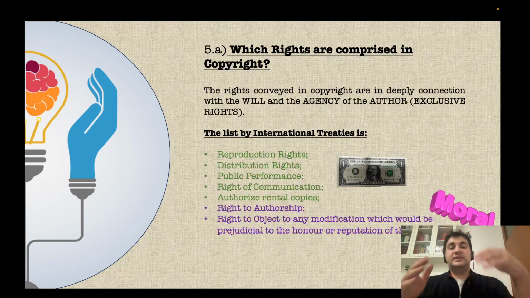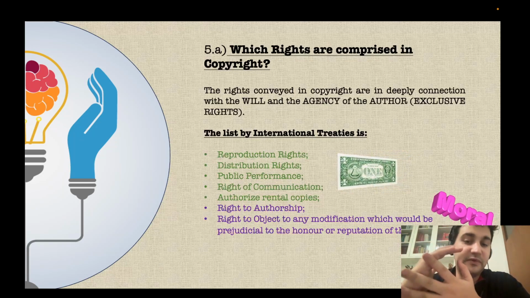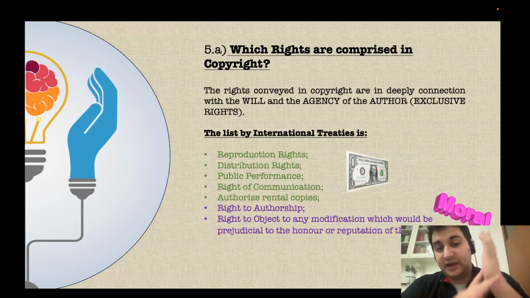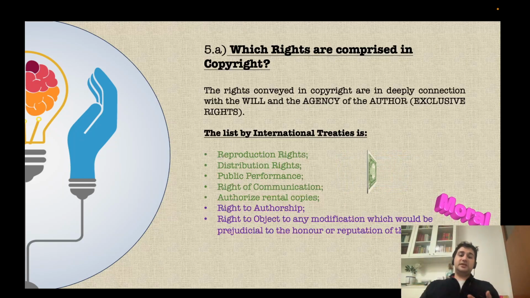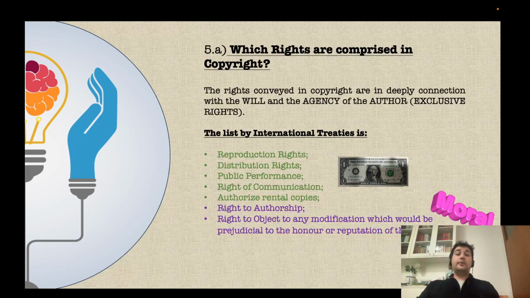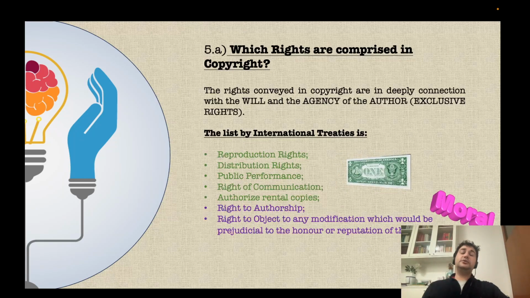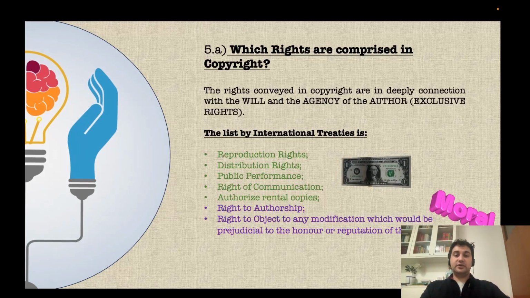So what the international treaties see are reproduction right, distribution right, public performance, right of communication, and rental rights. So we have 5 main economic rights. Then on the moral side instead you have the right to authorship and the right to object to any modification which will be prejudicial to the honor or the reputation of the author.